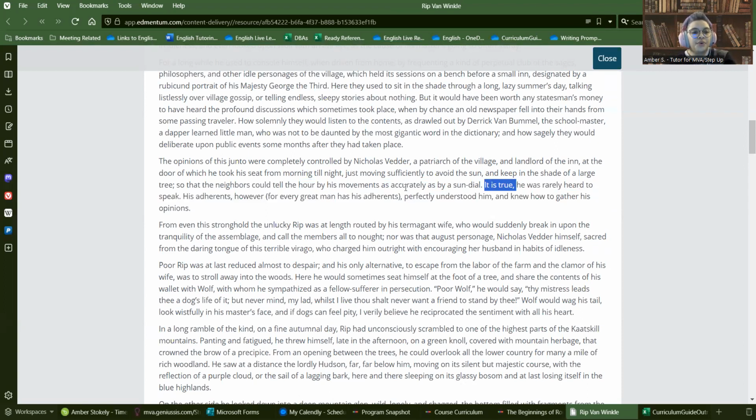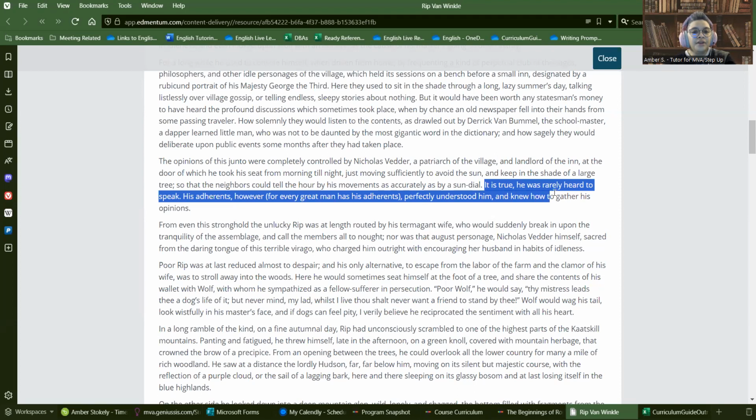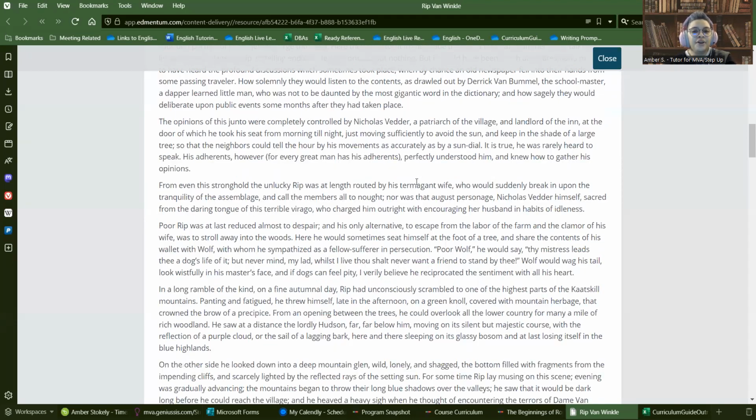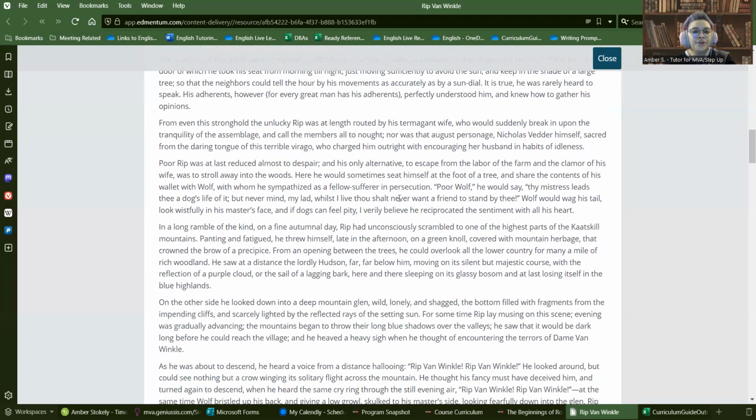It is true he is rarely heard to speak, so he watches over them but doesn't say much. His adherents, however, remember that's a word for companion, someone that sticks by you, for every great man has his adherents, perfectly understood him and knew how to gather his opinions. So he has friends that know him very well and they know how to get his thoughts on things.